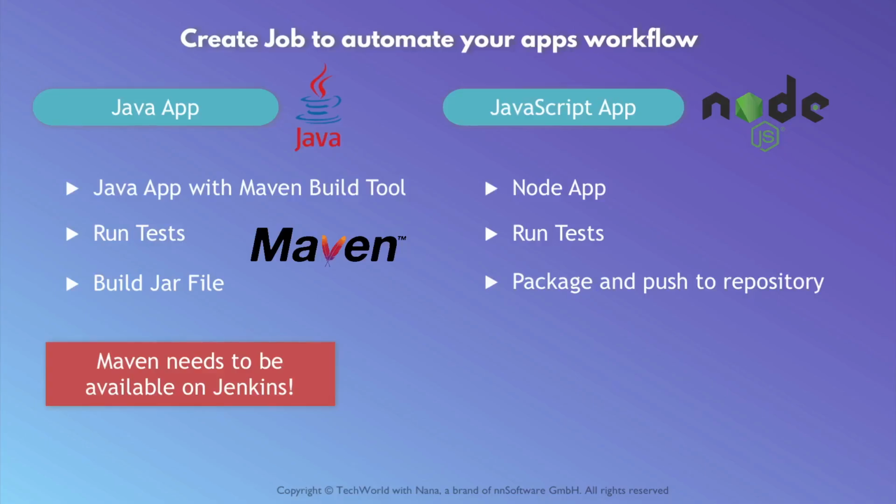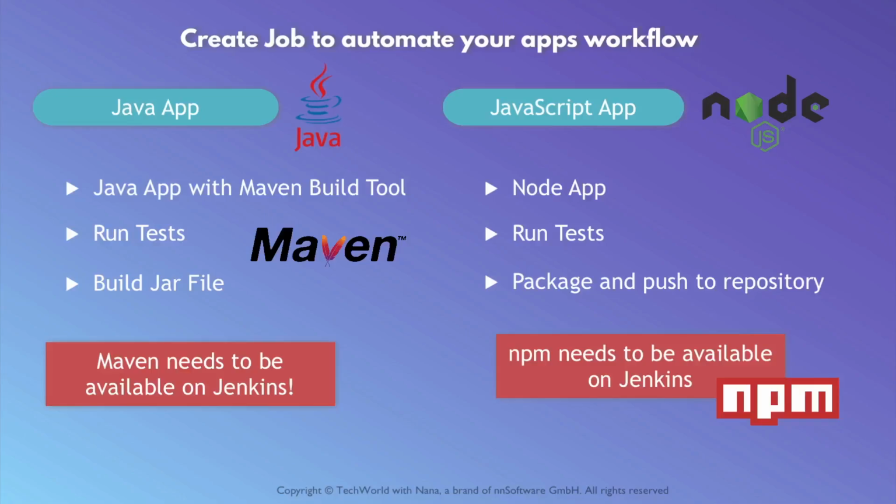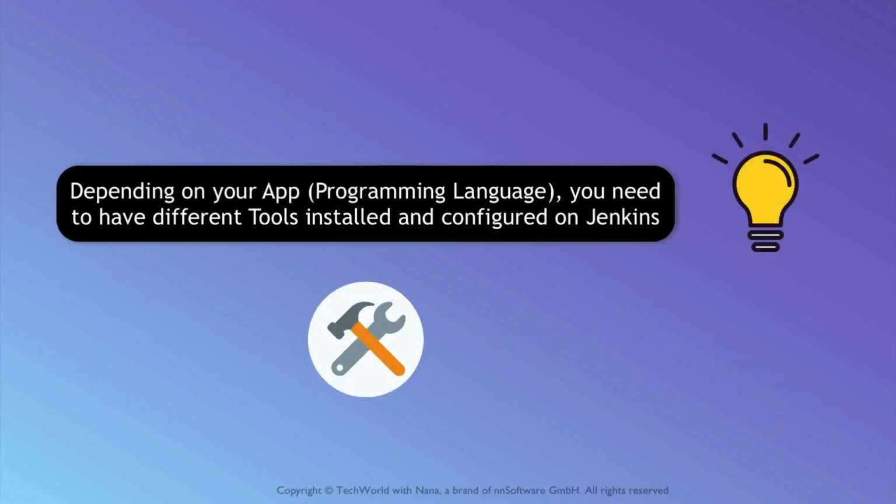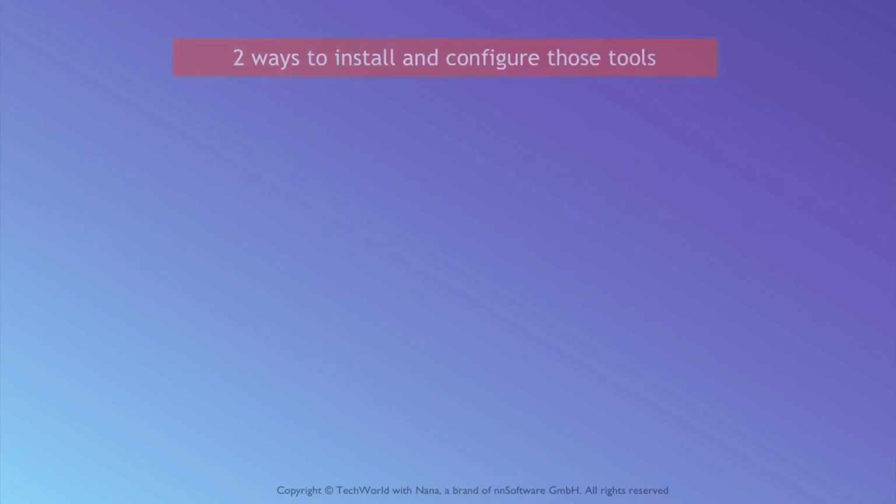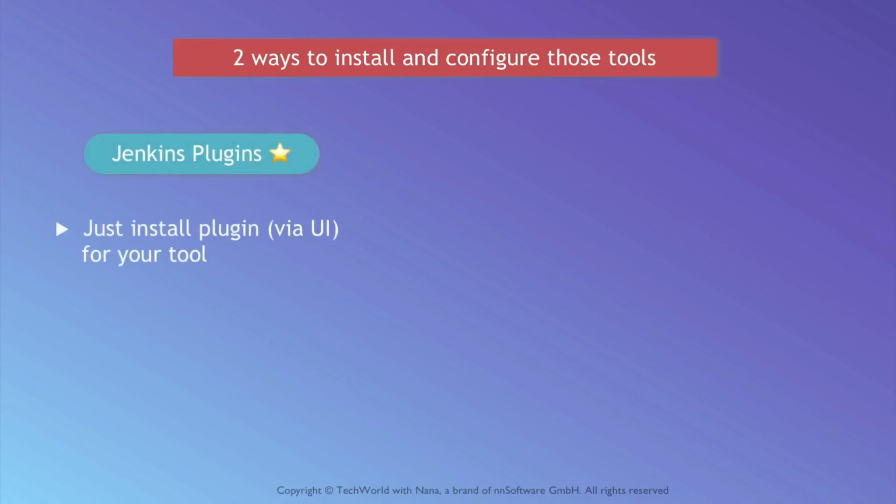In order to execute the tests, we will need npm to be available on Jenkins so that we can run npm test and then npm pack, etc. So depending on what application you're building and what build tools or package manager tools their application needs, you have to have those tools configured and installed on Jenkins. So there are 2 ways to configure those tools in Jenkins. One is the easier way, which is through plugins. We just install a plugin of the tool that we need, for example, Node.js or Docker or whatever, and then we can use it in Jenkins.